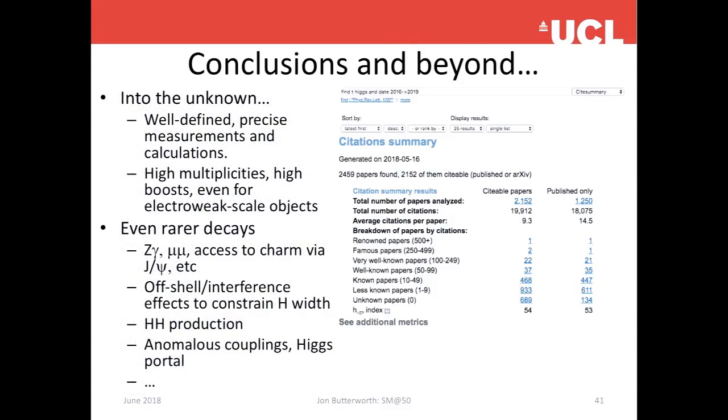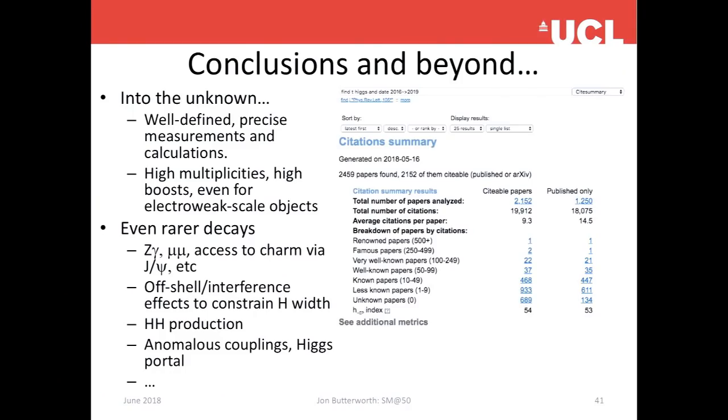So now we're going into the unknown. We need well-defined, precise measurements and calculations, high multiplicities, high boosts, even for electroweak scale objects. Looking at even rarer decays, Z gamma, Z to mu mu is even maybe within reach at the luminosity upgrades. Looking at the off-shell, we have theory precise enough that looking at the off-shell and interference effects actually provides important constraints.